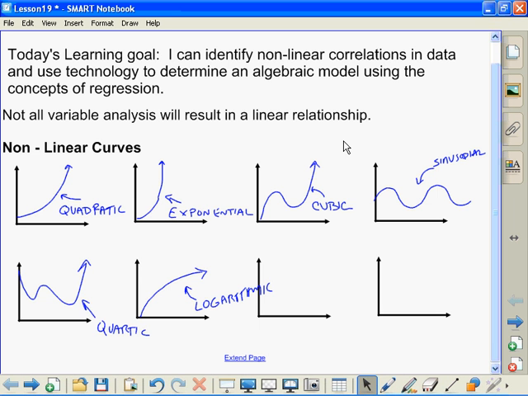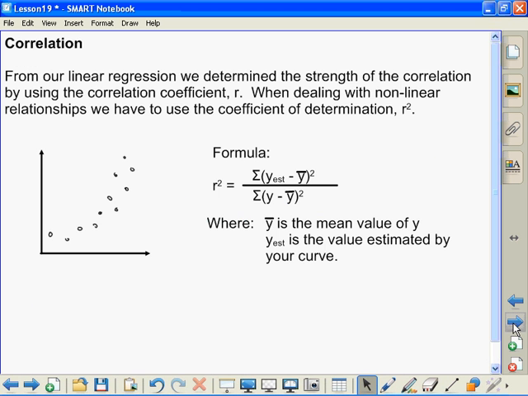Okay, so moving on, just talking about the correlation and how it's calculated. From our linear regression, I showed you what the equation was, and for linear regression or correlation, we use R. When you are dealing with a nonlinear relationship, we have to use the coefficient of determination. So it's not the coefficient of correlation anymore. It's the coefficient of determination. Now, in the end, you're going to be like me. It's too much to say because it's a mouthful. I say what was the R value or what was the R squared value.